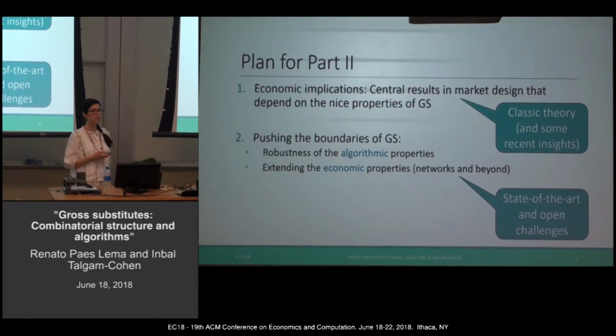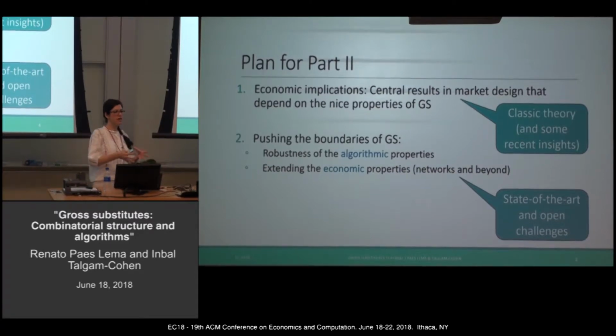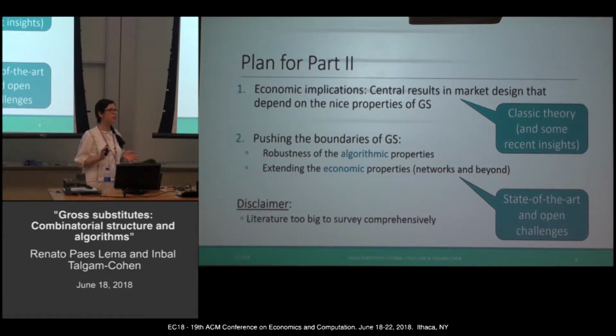So we have all these nice properties. Are they confined to GS, or can we extend the boundaries a little bit and get them to hold more generally? And just a disclaimer, the literature is huge, so it's too big to survey comprehensively. So just think about this as a starting point to the existing literature.